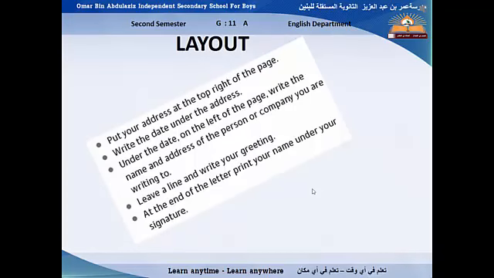Layout of the letter: you put your address at the top right of the page, and write the date under the address. Under the date, on the left of the page, write the name and the address of the person or company you are writing to. Leave a line and write your greeting. At the end of the letter, print your name under your signature.